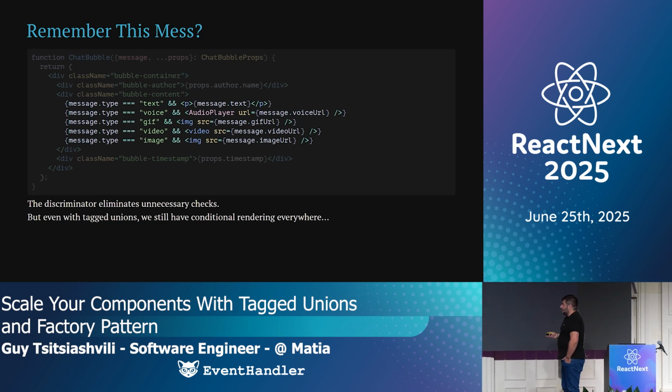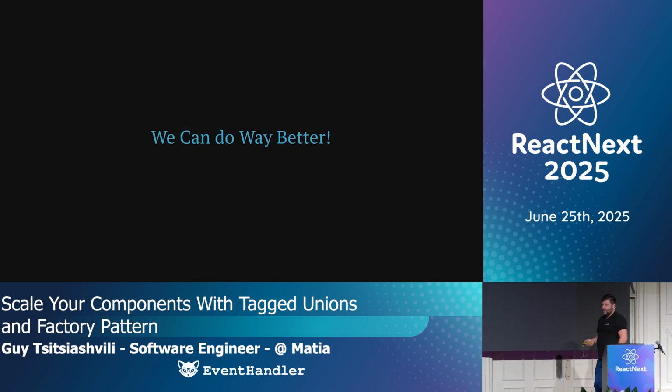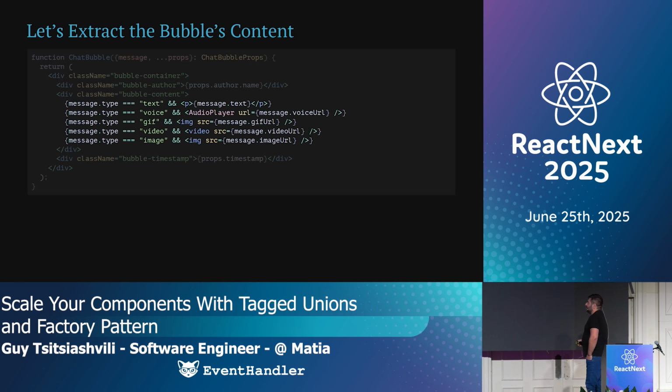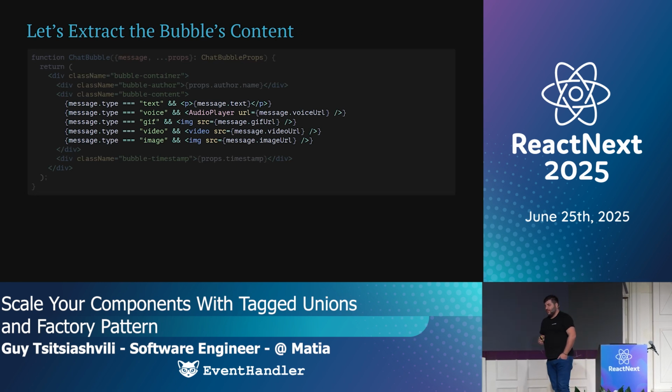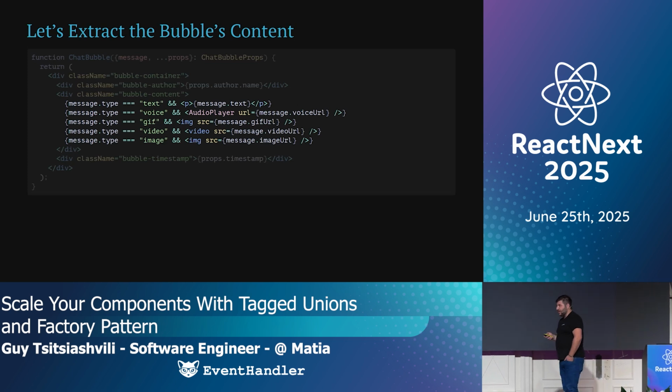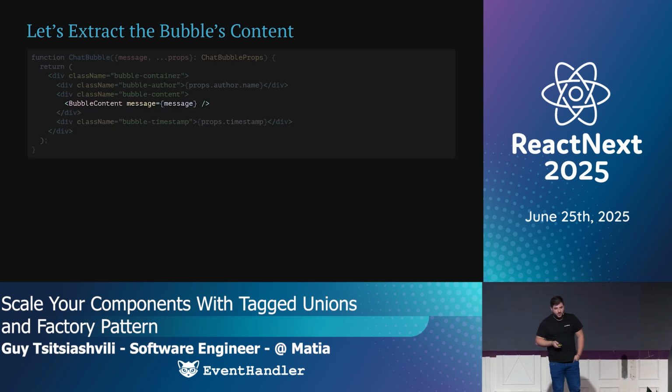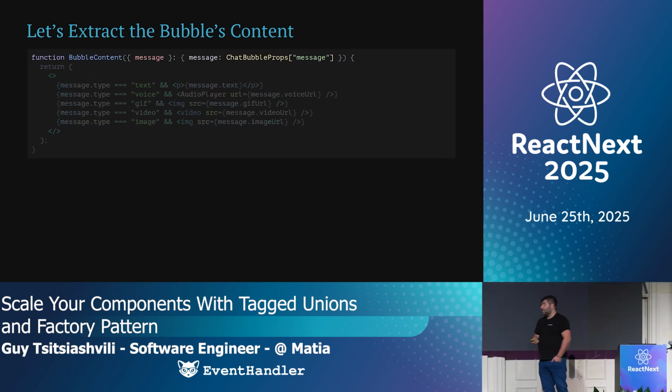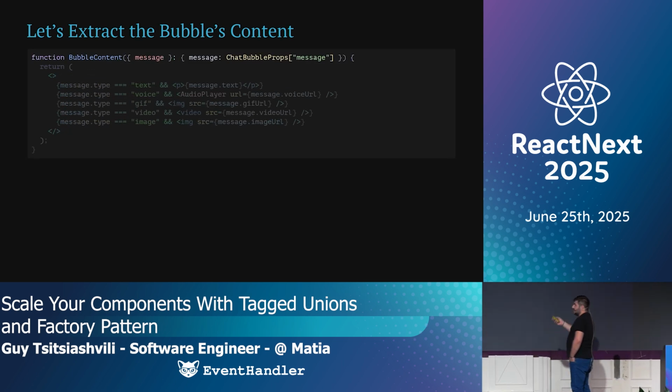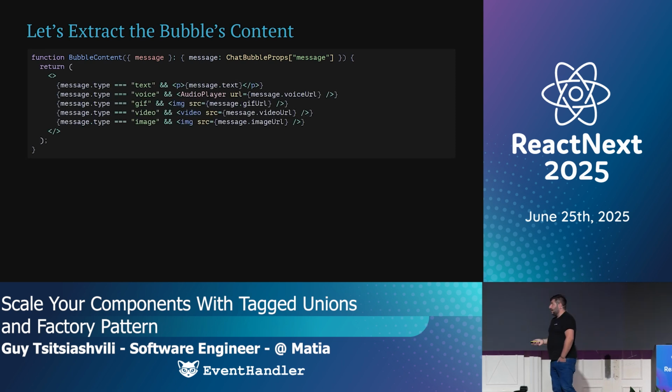We still have all of those conditional renders. We can do way better. So first thing I'm going to do is extract all of these conditional renders outside into something called bubble content, which takes only one prop, message. I was lazy, so I literally took the parent component's props, used the bracket notation to grab the message from within, and I render the same thing.